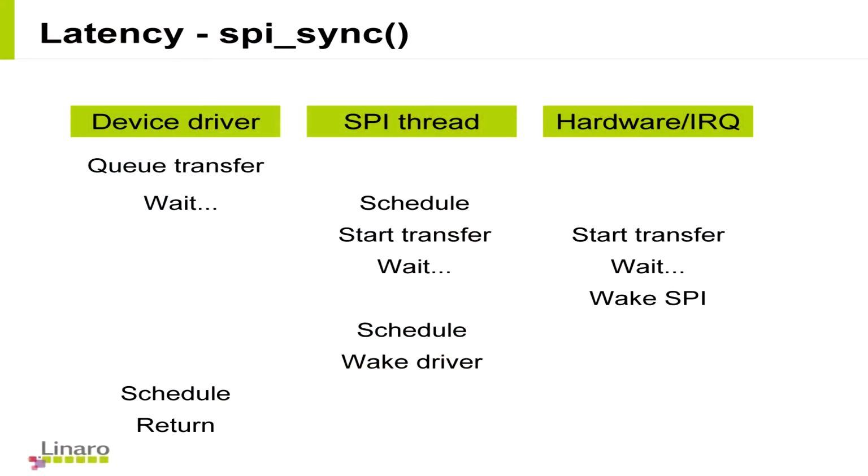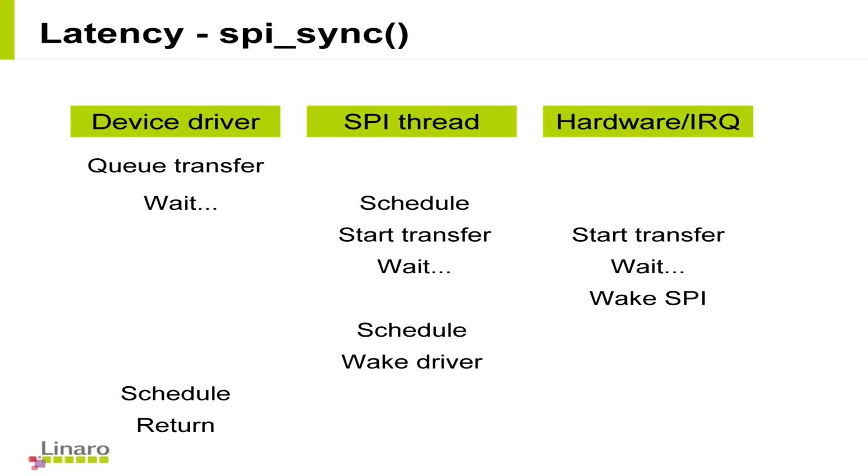What's going on in terms of performance? Well, first, let's look at a simple example of what happens when you call SPI sync, which, like I say, is what almost all drivers do. We've got three execution contexts. We've got the device driver, which is requesting the transfer. We've got the SPI message pump thread, which is responsible for driving things into the hardware. And we have the hardware itself and the interrupt that it generates when it's done.